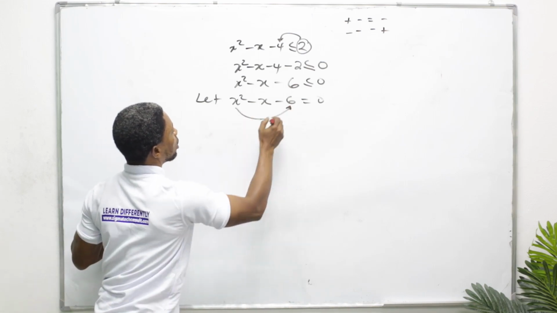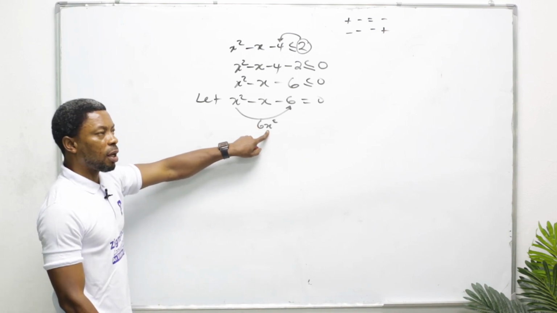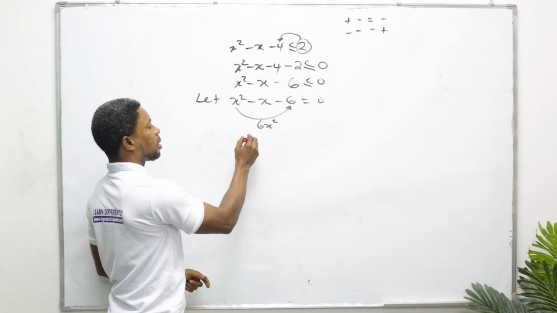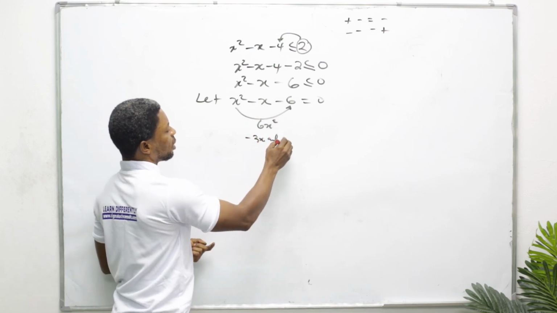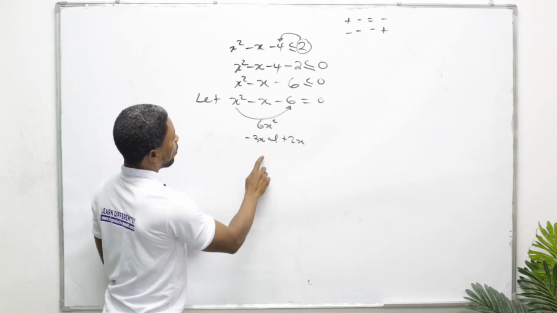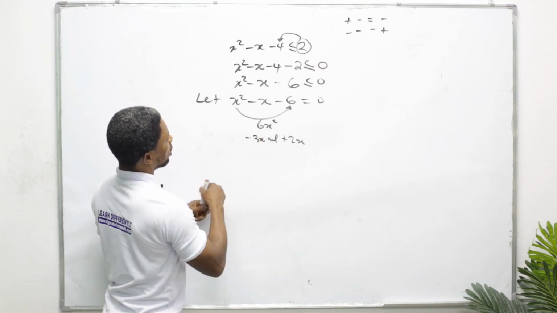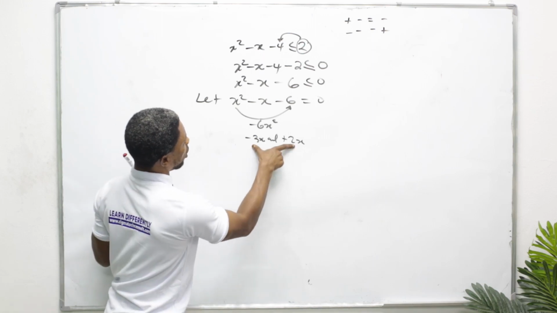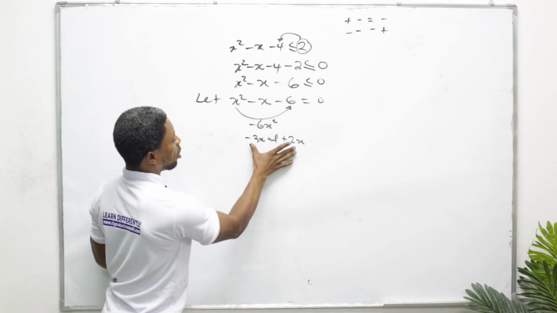This gives you minus 6x squared. Look for the factors of minus 6x squared that, when I add, will give me minus x. That is minus 3x and plus 2x. Minus 3x times 2x will give me what? Minus 6x squared. Now, if I add these two together, it will give me the middle term, which is minus x.